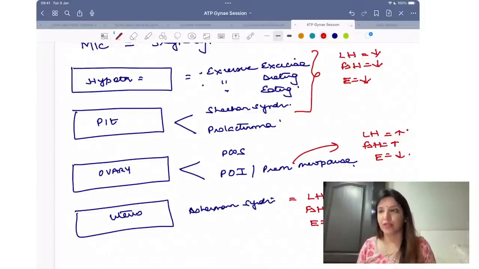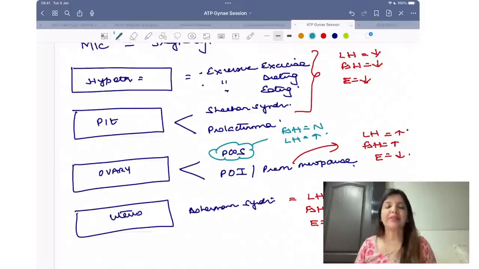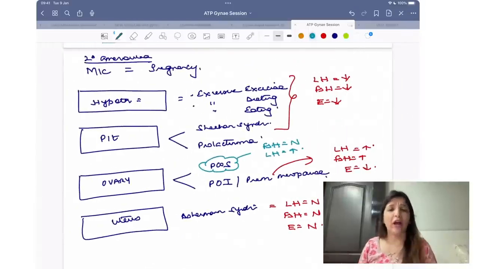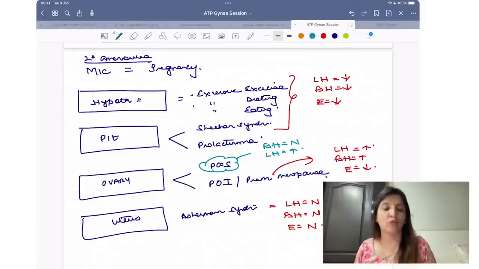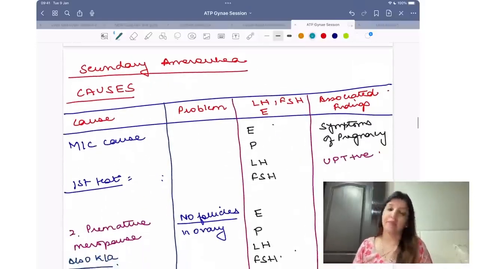PCOS is a problem of ovary, but in case of PCOS, please remember, PCOS के patients में FSH is normal, LH is high, right? So that is what you have to remember about PCOS. So all this is something which we've understood because we know कि hypothalamus, pituitary and ovary, what kind of hormones they are releasing and what kind of negative feedbacks are there, right? Now based on this, let's quickly talk about secondary amenorrhea.